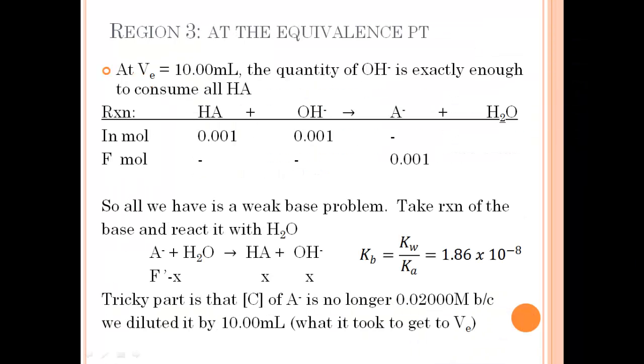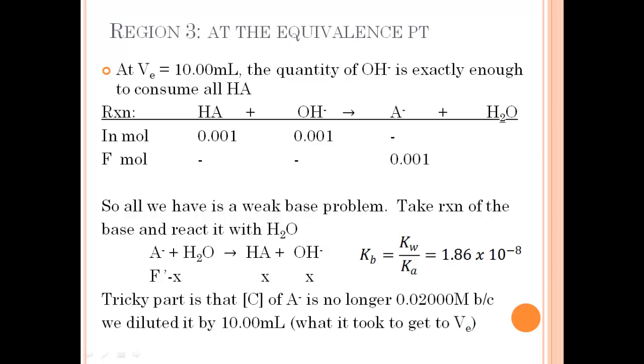That's the equivalence point. At this point, the quantity of strong base is exactly enough to consume all of that weak acid. We know how many moles everybody has at this point because all we've got to do is multiply the volume times their molarity. And if you set up your little reaction, it's the same thing. HA plus OH minus goes to the weak base conjugate plus the water.